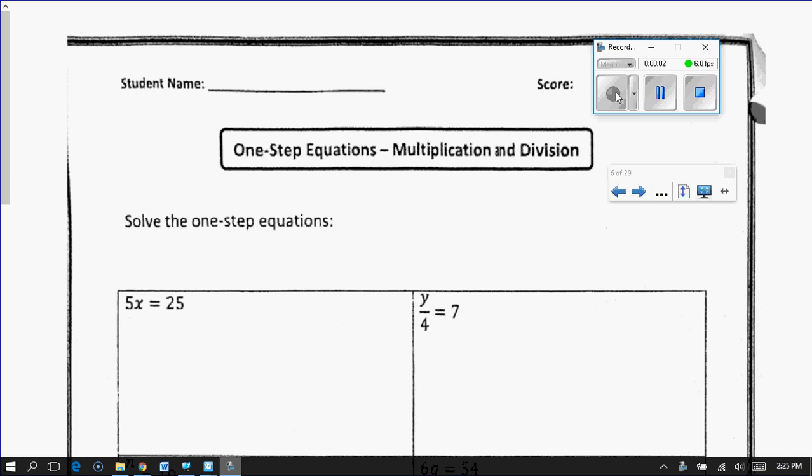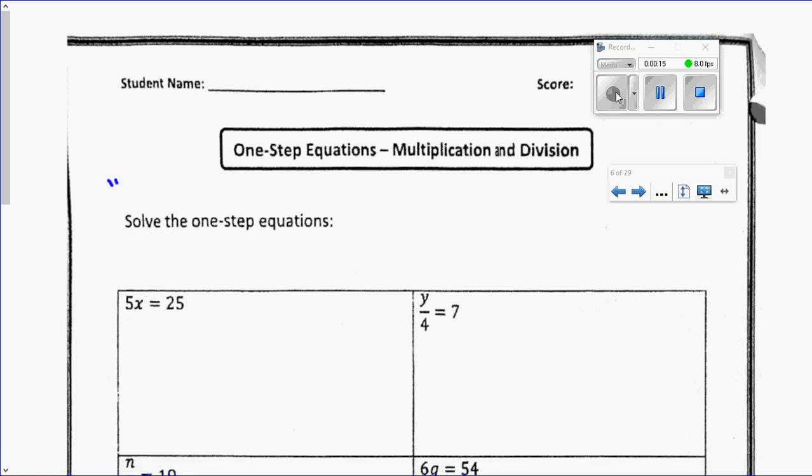Okay, everyone, so we now know how to add and subtract one-step equations. Today we're going to learn multiplying and dividing one-step equations. So this video will go a little bit faster than the last one because you already understand things like inverse operations, and you also know what our goal is.